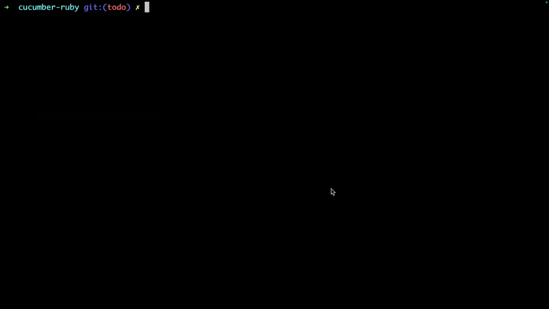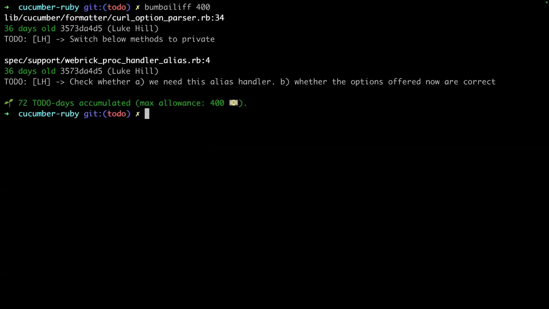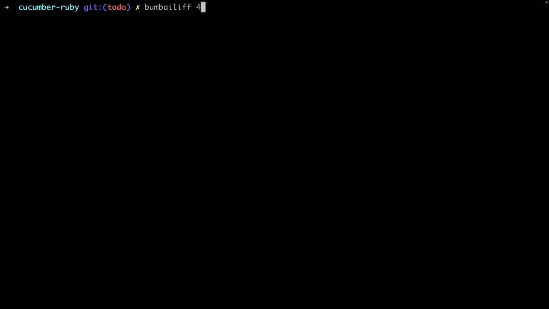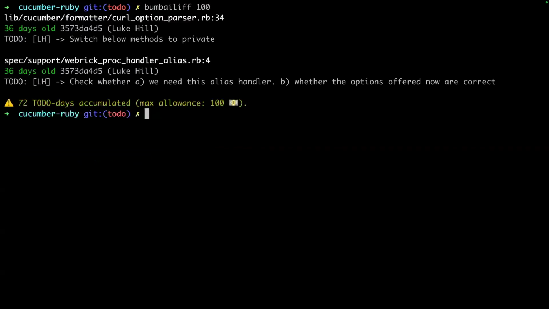But if I fix one of those to-dos, now the bumbailiff's quite happy, right? We've only accumulated 72 days and we're allowed 400. So actually I can turn the screw a little bit, and I can set my limit back down to something more like 100. That would be okay. And as we start cleaning these up more, we could shrink that down again.